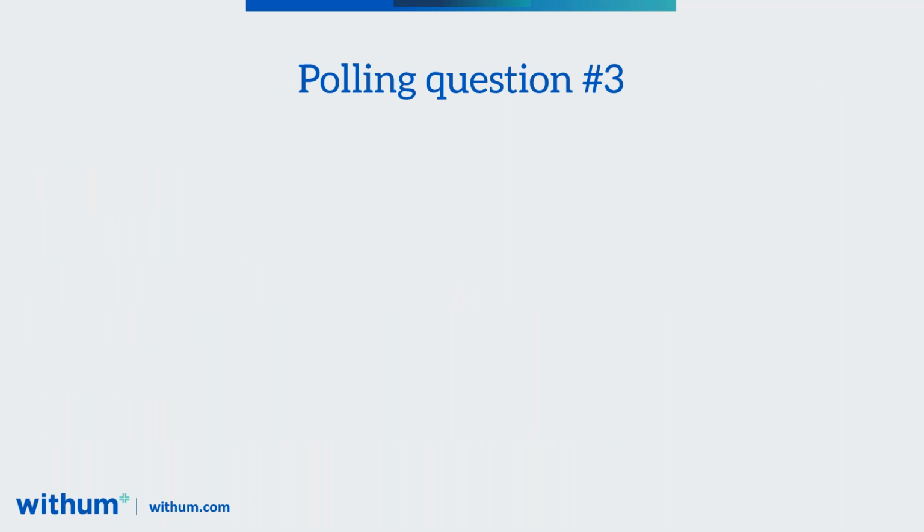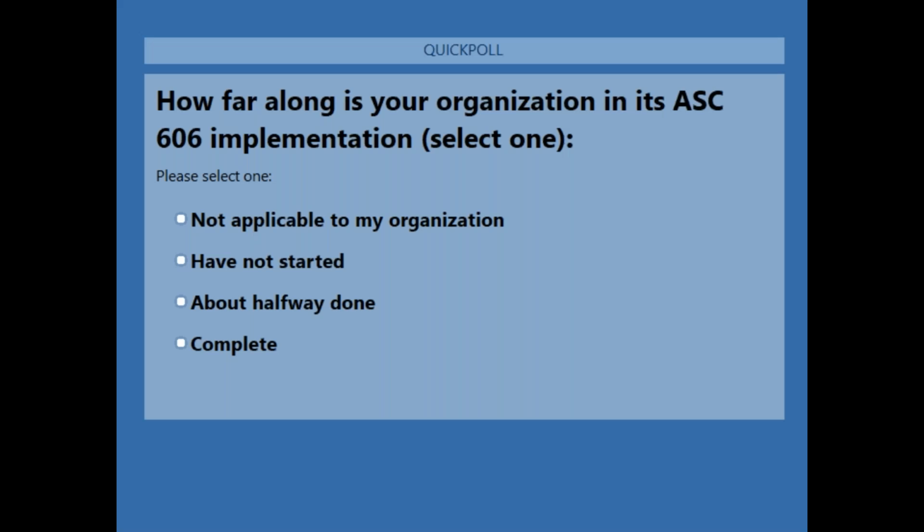And now it's time for our third polling question. Take it away, Ashley. Polling question number 3. How far along is your organization in its ASC 606 implementation?